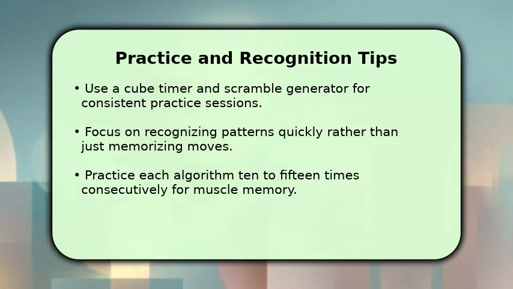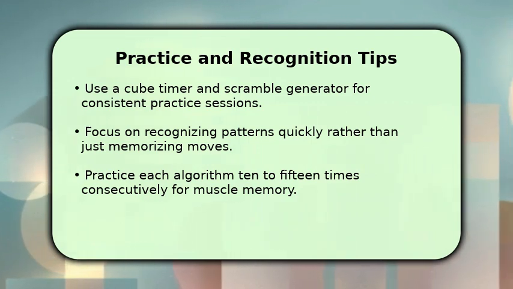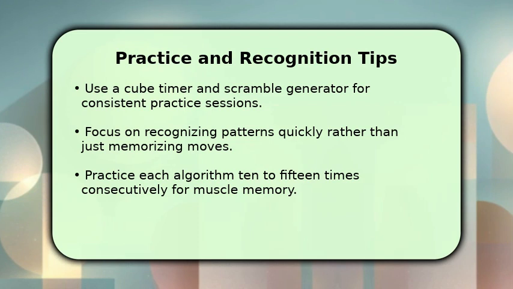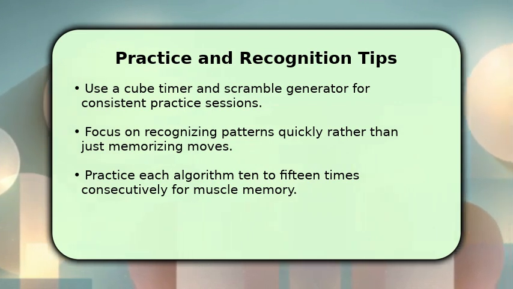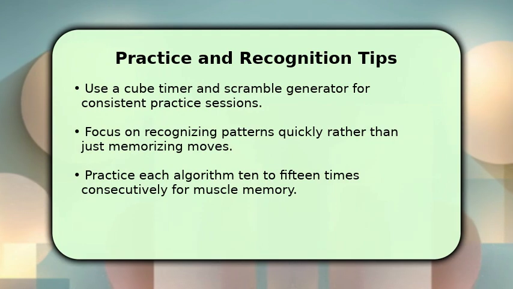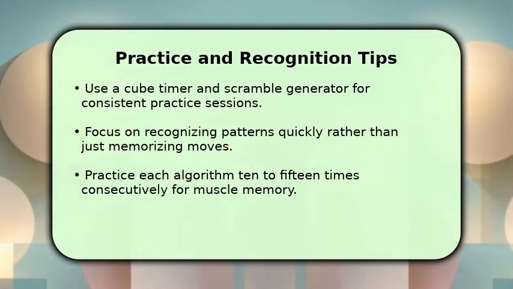Practice each algorithm 10 to 15 times in a row to build muscle memory and fluidity. Begin with slow, deliberate movements to ensure accuracy, gradually increasing your speed as confidence grows. This method builds a strong foundation.